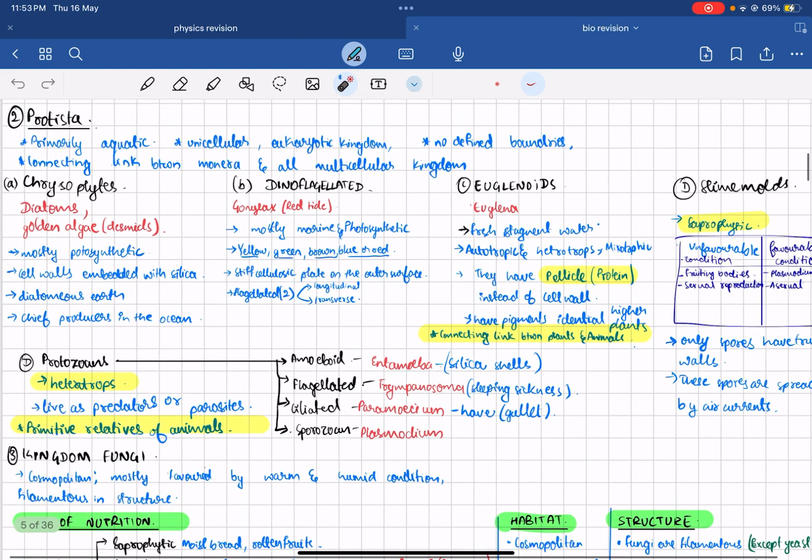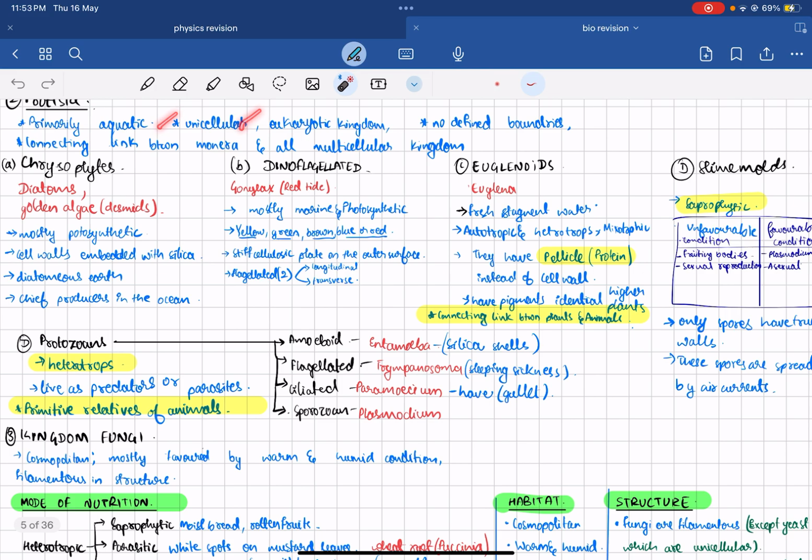Next is protista. They are primarily aquatic, unicellular, eukaryotic, and they do not have defined boundaries. If the categorization of an organism is not decided, then they can be put in the protista kingdom. There are four types: diatoms, which are also known as golden algae, desmids. These are mostly photosynthetic. Cell wall is like a soap box shape, and has been embedded with silica in it, and which forms the diatomaceous earth, and these are also the chief producers in the ocean.